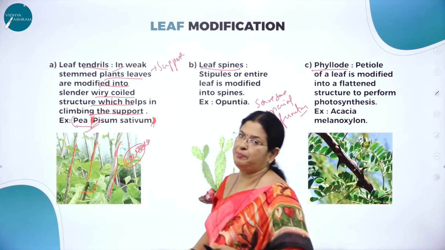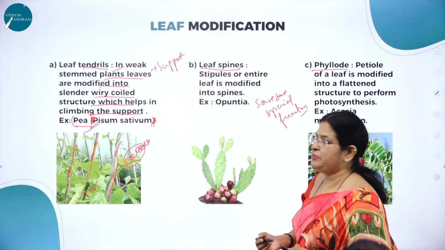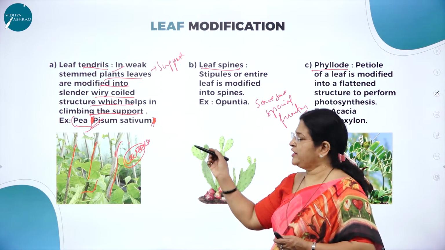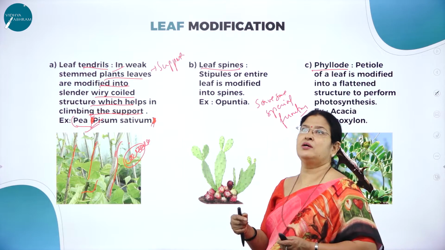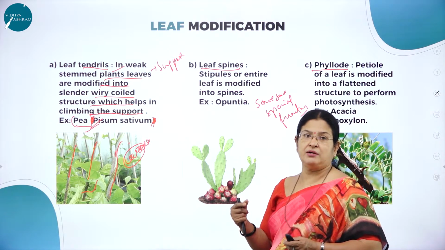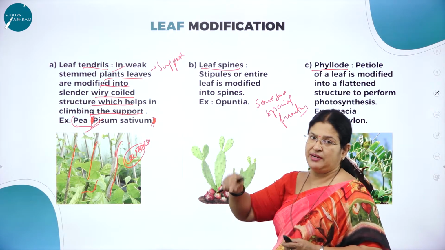Common example is pea. Have you ever observed the pea plant? If not, please do observe, you will get. And I think you can see it even in the cucurbita family, watermelon, then pumpkin, you can see the tendrils, right?